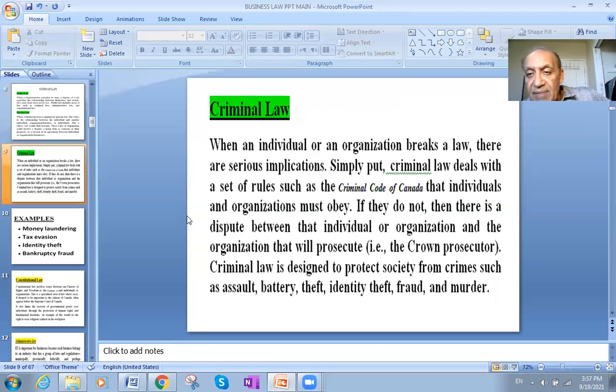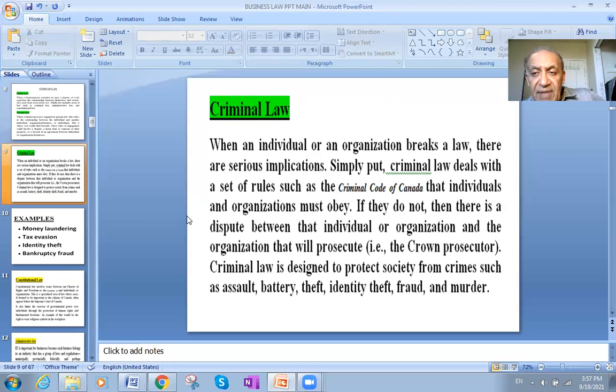The third type of law we have in any society is criminal law. Crime is something very serious, and the consequences of crime are severe.